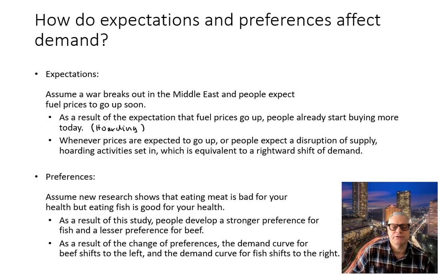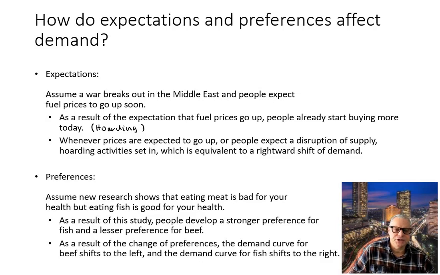I think there was that phenomenon during the COVID crisis that people were stocking up on toilet paper because they expected that toilet paper will be in short supply. So expectations can shift the demand curve. And generally it's like this: whenever prices are expected to go up, or people expect the disruption of supply, hoarding activity sets in, which is equivalent to a rightward shift of demand.